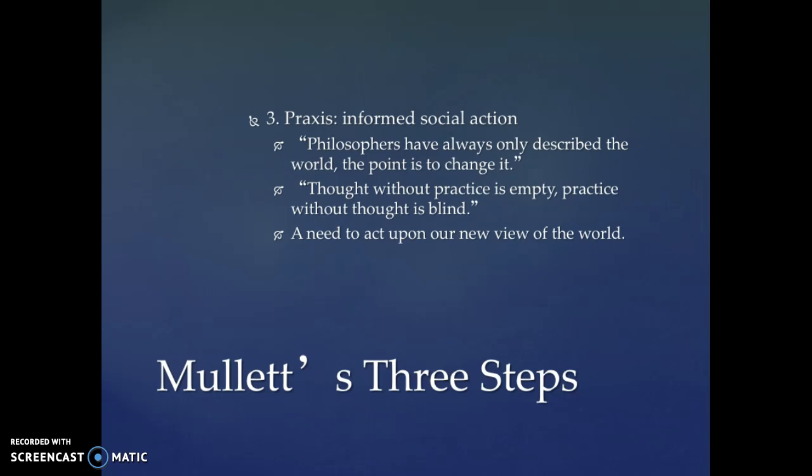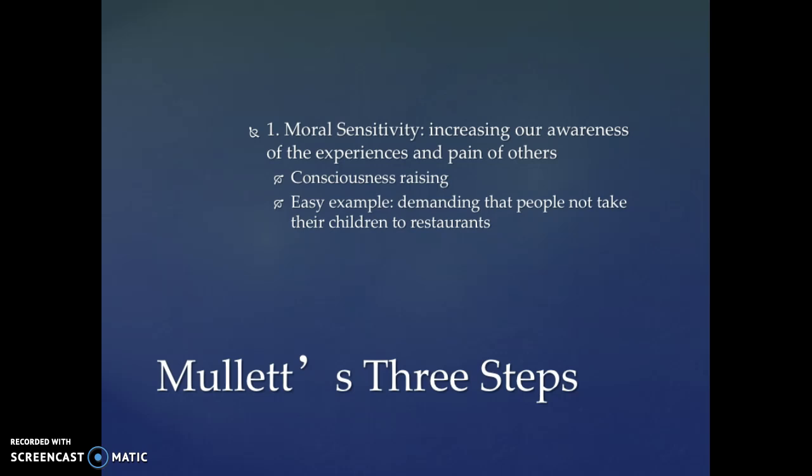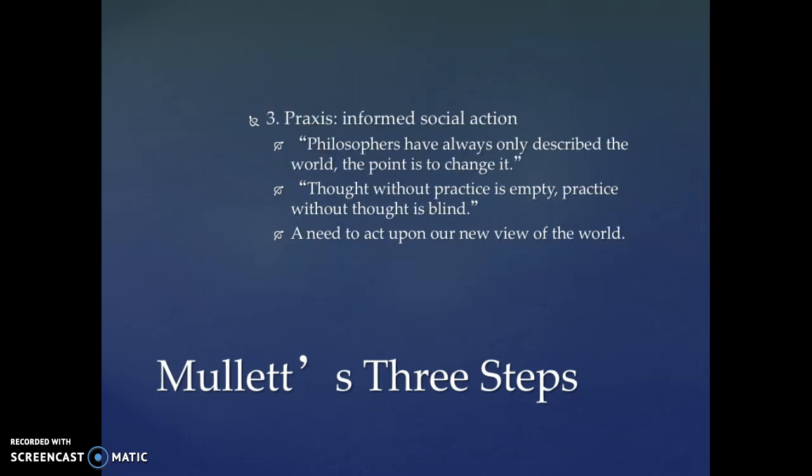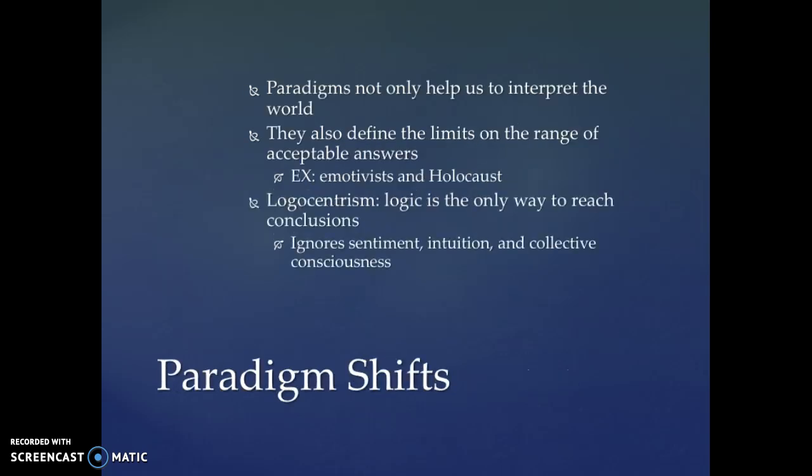So through these 3 steps, first, increasing our own sensitivity to the experience of others. Second, having an ontological shock where reality hits us in a way that we begin to question our own paradigms. And then third, through action, being informed about a social cause can help us to shift our paradigms. Now, what that means is a paradigm not only helps us to interpret the world, but it also limits the kind of answers that we can accept about the world. And so, when we shift our paradigm, we open up our questions to new kinds of answers.